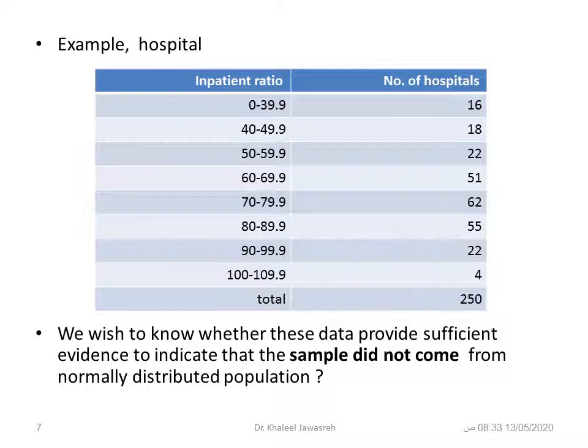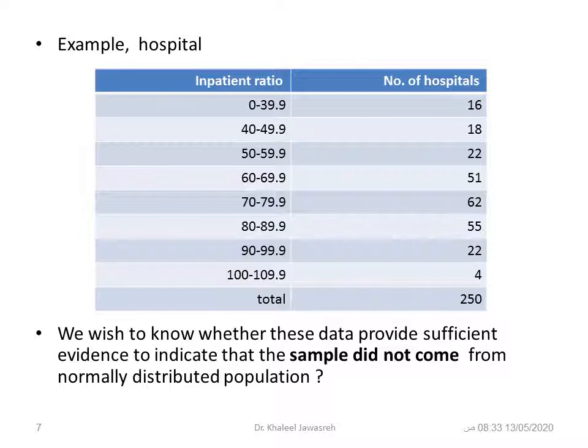in different hospitals. The first category, from 0 up to 39.9 inpatient, we found 16 hospitals that fulfill this category. The second category is 40 up to 49.9, and we find 18. The third is 22, which is 50 up to 59.9, and so on up to 100 to 109.9 inpatient ratio, where we found 4 hospitals with this ratio.